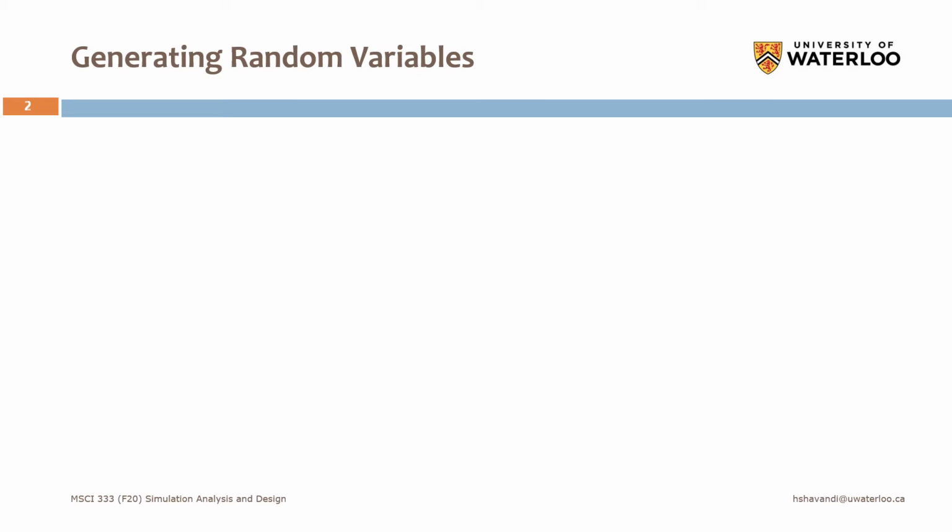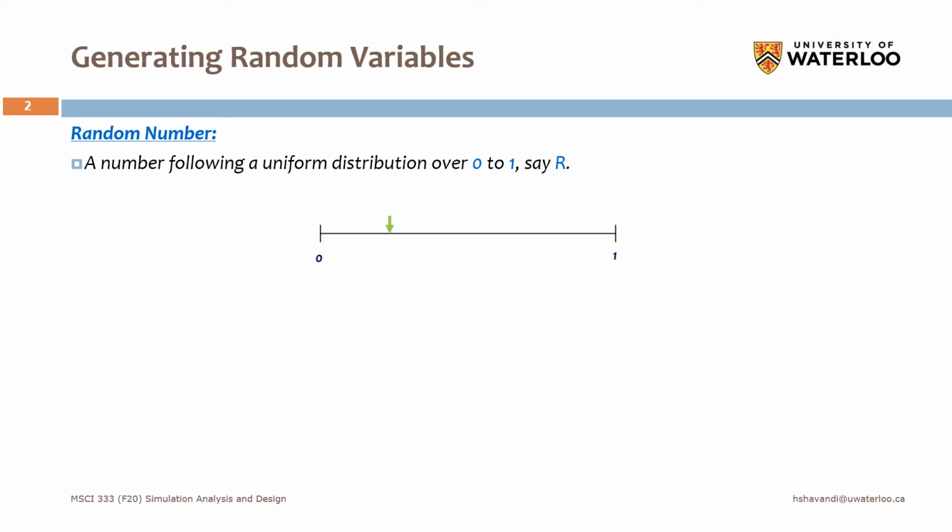So let's see how we generate a random variable. As I said before, a random number is any number generated randomly between 0 and 1. Any method to generate a random number should have two properties. The first is generating the random numbers between 0 and 1 with uniform distribution. And the second is that any random number generated at any time should be independent from the previously generated random numbers.